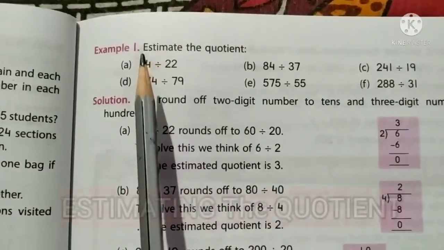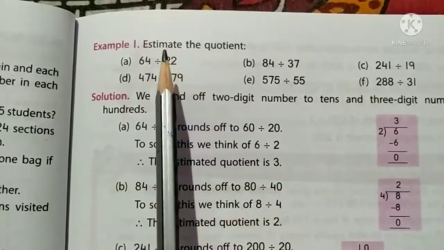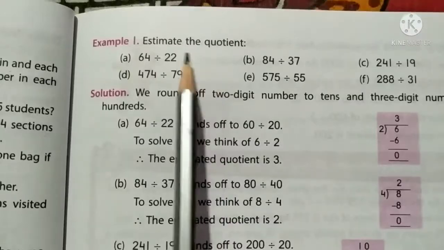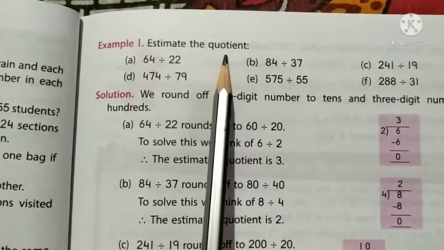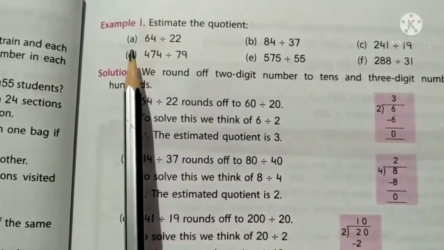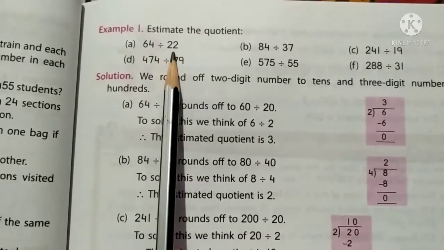Dear students, our next topic in division is estimating the quotient. Earlier we had estimated the sum, the difference and the product. So in case of division we will be estimating the quotient, that is the number which is obtained after division, right? Here let's take the first example from the book, 64 divided by 22.